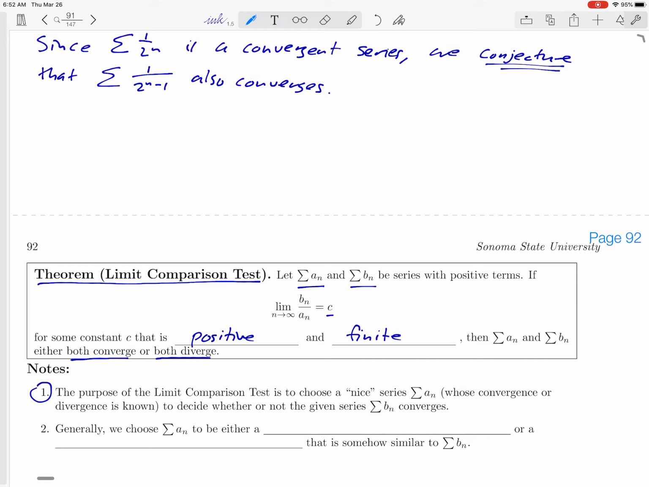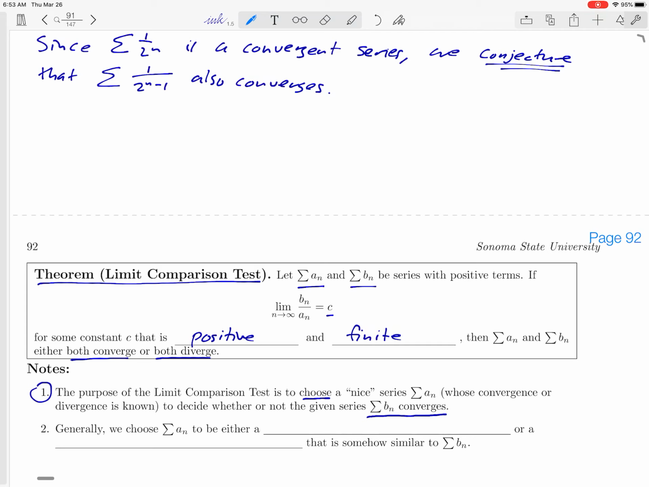The first note here. The general purpose of the limit comparison test is to choose, and I emphasize the word choose, a nice series an, whose convergence or divergence is known, something that we can easily figure out, to decide whether or not the given series Bn converges. So the idea is, in the problem, you're going to be given this series Bn, and you're going to choose a second series that's similar to it, and use what you know about An to decide what happens with Bn. So how do we choose the series An?